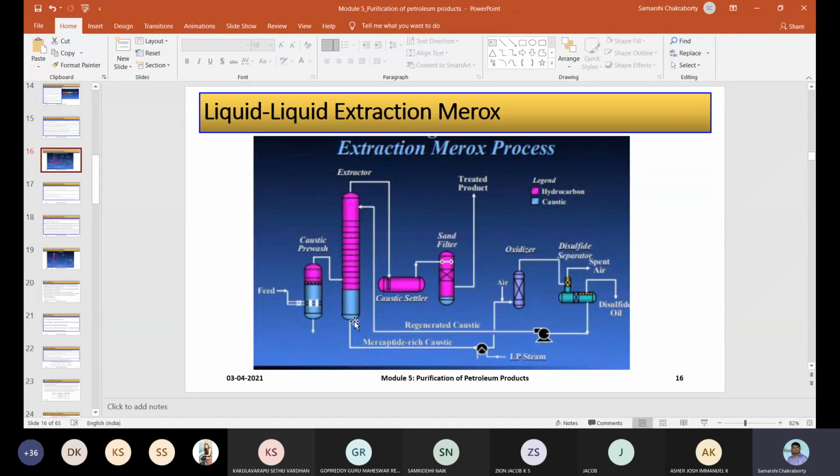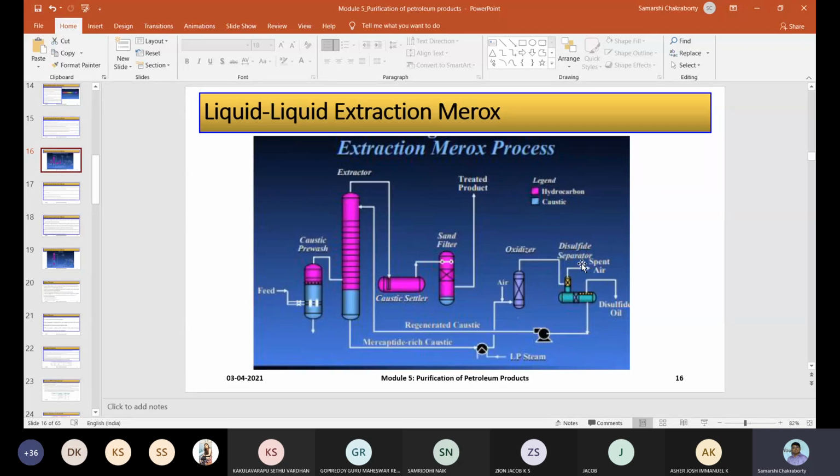The bottom part of the extractor column is the mercaptide-rich caustic after the extraction process has been done. Then you add low pressure steam to it, heat it up, and then mix air into it. The purpose of mixing air is definitely to oxidize it. So in this part, your mercaptide-rich caustic will be oxidized. Once you have oxidized it, now you need to separate your disulfide, so this separation part will happen.